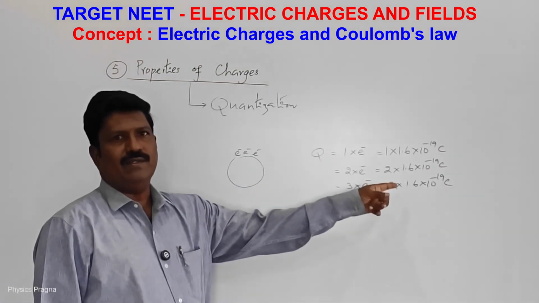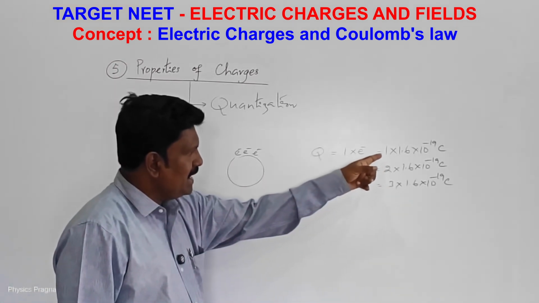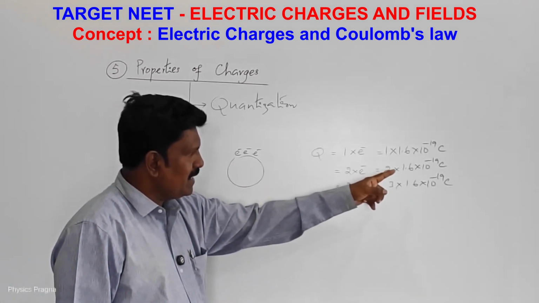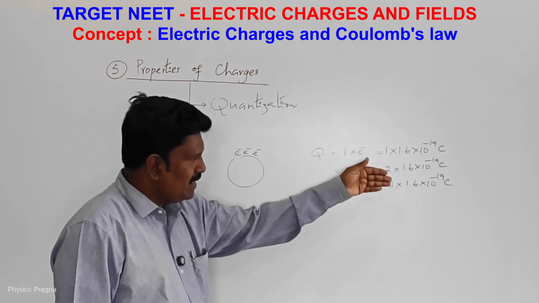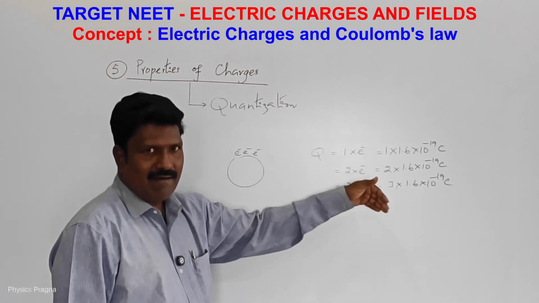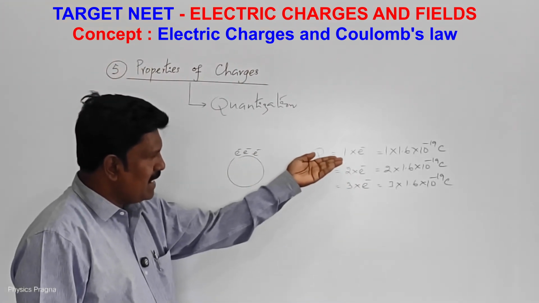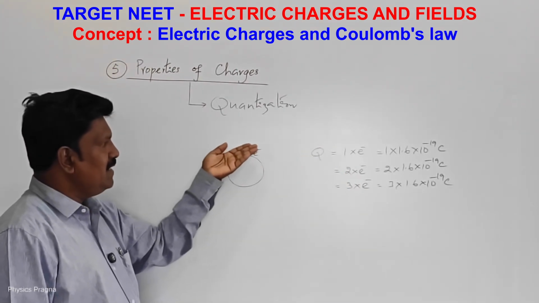In-between values, in-between charges, we cannot give to a body. See, in steps of 1 into, 2 into, 3 into the electron charge, in equal steps, the charge uniformly increases or decreases. If we remove electrons, in the same manner, in the same steps, it will decrease.